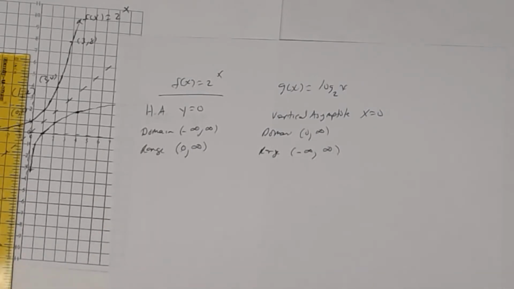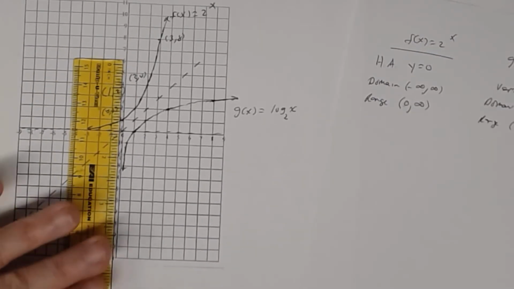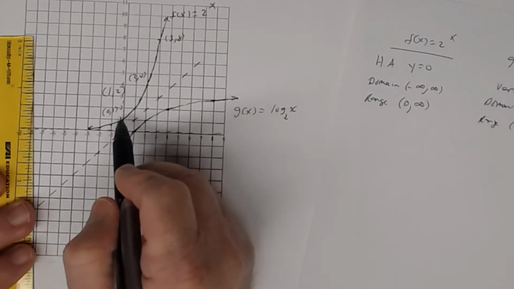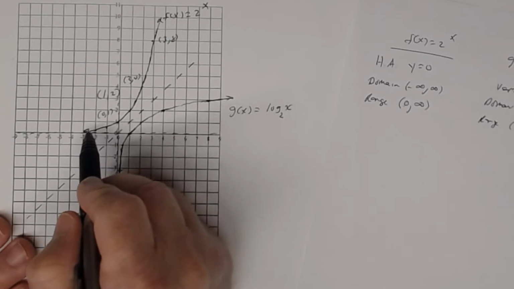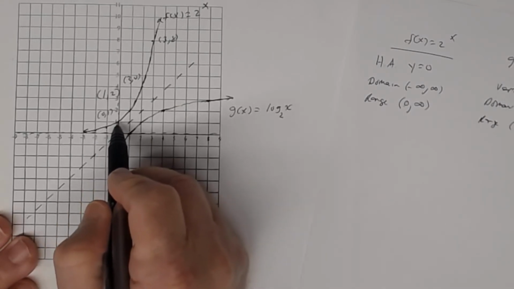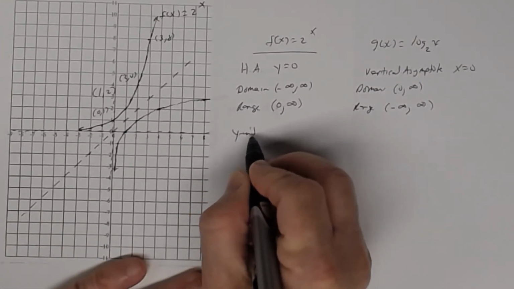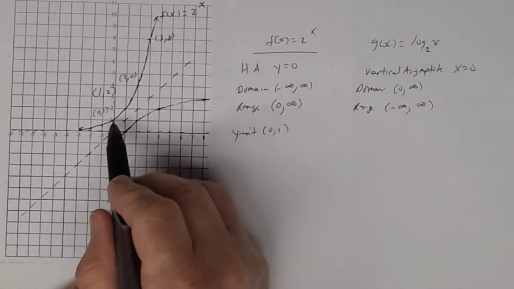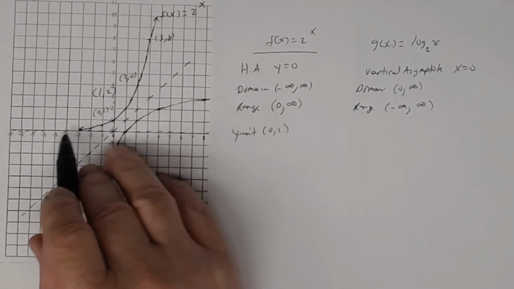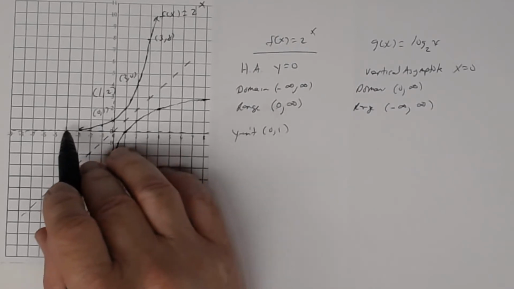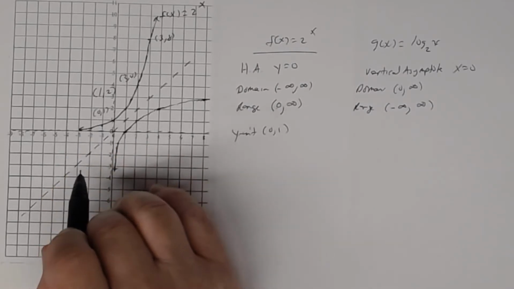All right, now a couple other things that I want to mention. If I look at the y-intercept for my exponential, an exponential function is always going to have a y-intercept because the domain's all real numbers. In this case, the y-intercept is (0, 1). So the y-intercept is (0, 1), and you can see that. That's where the graph crosses the y-axis. There's no x-intercept because the x-axis is the horizontal asymptote. The graph never touches or crosses the horizontal asymptote.